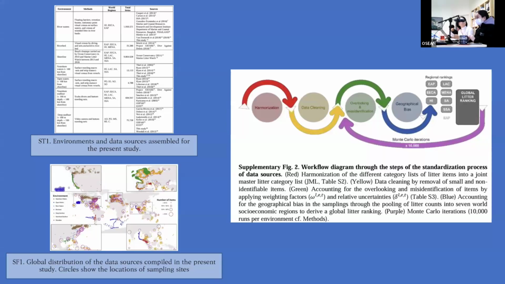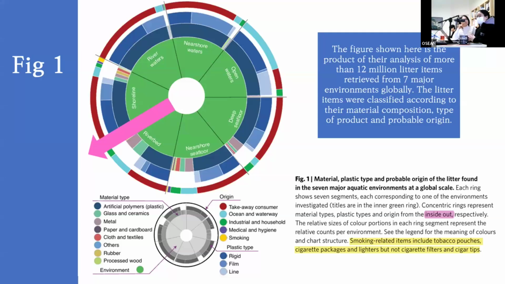Here are some excerpts from the supplementary information. Specifically, it includes information on the types of environments and data sources assembled, as well as a map visualizing the global distribution of the data sources compiled for this study. Also, as shown on the right, through the combination of datasets gathered from multiple locations and habitats, this allows authors to harmonize item categories and use relative proportions. So you can see the figure on the right for explanation. We will move to the figures.